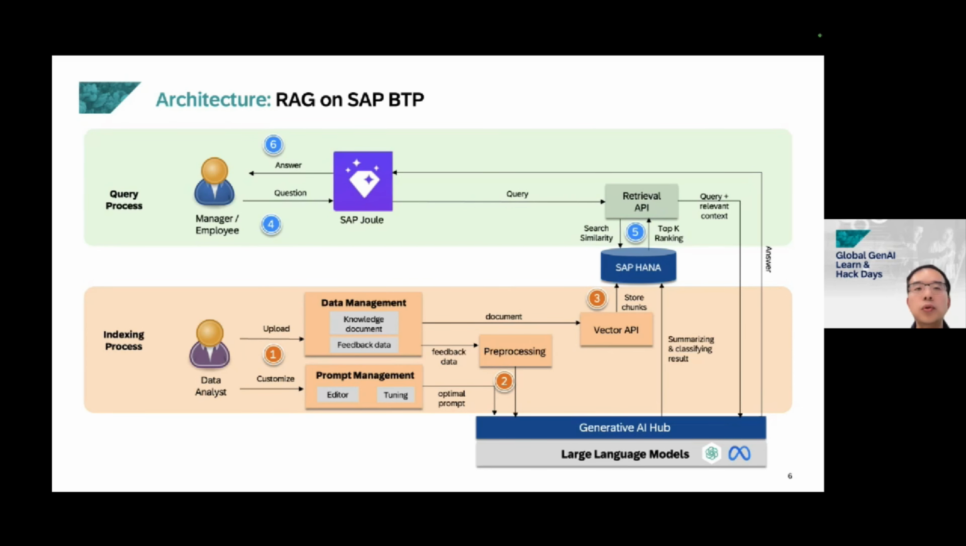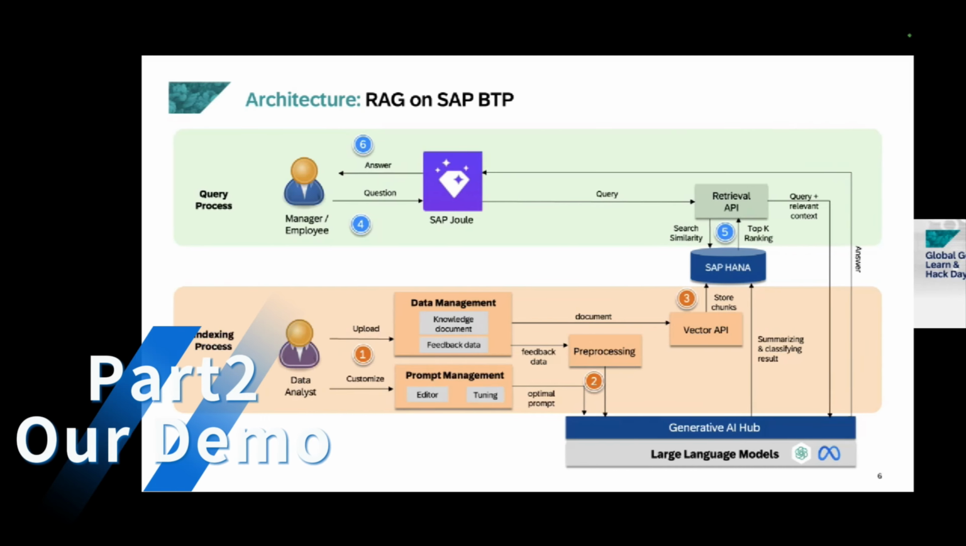From architecture view, we follow RAG on BTP architecture. During indexing process, we store knowledge documents in SAP HANA vector database. We pre-processed feedback data and remove all personal information before sending to large language model. During query process, employee or manager can use SAP Joule to get insight and follow up. Now let's see a demo.